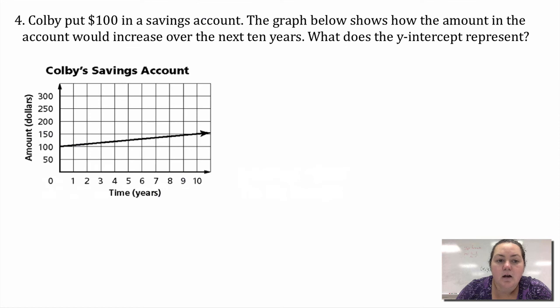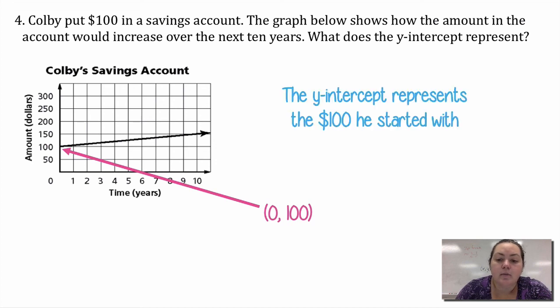All right, this one. Colby puts $100 in a savings account. The graph below shows how the amount in the account would increase over the next 10 years. What does the y-intercept represent? So the y-intercept is right here at (0, 100), where it's crossing or touching the y-axis. Okay? And so the y-intercept represents the $100 that he started with.